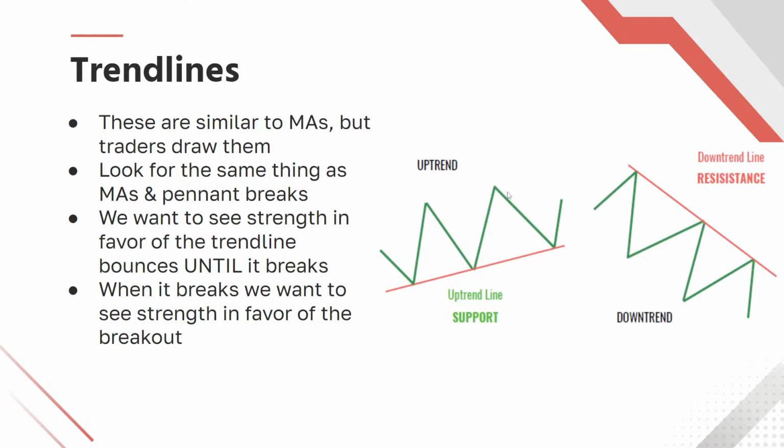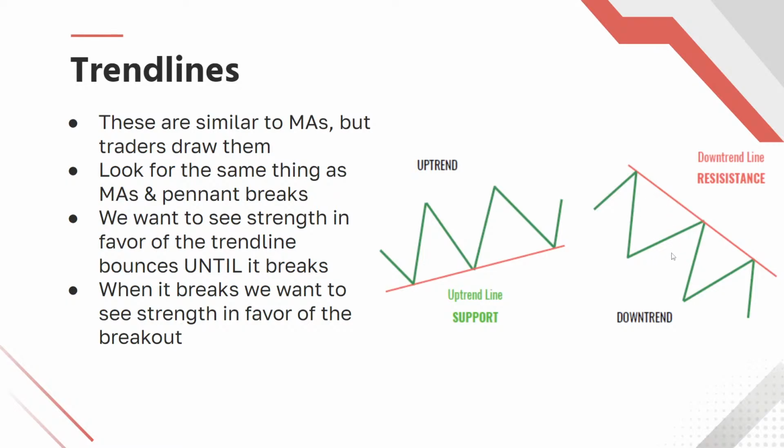If these bounces are weak, say possibly they're just low volume or average volume, you could look for a trendline break. And when that trendline break occurs, we want to see strength in favor of that trendline break. So if it breaks to the downside, you want to see a heavy red candle with high volume. You want to see a heavy red candle and then a low volume retest of the trend line.